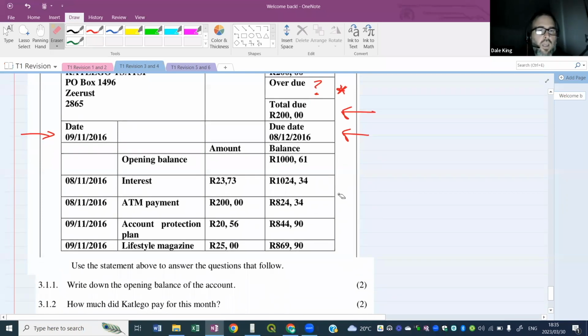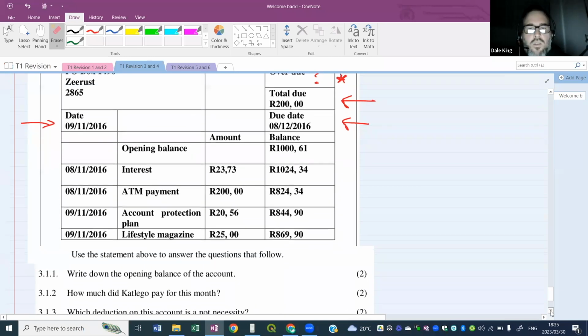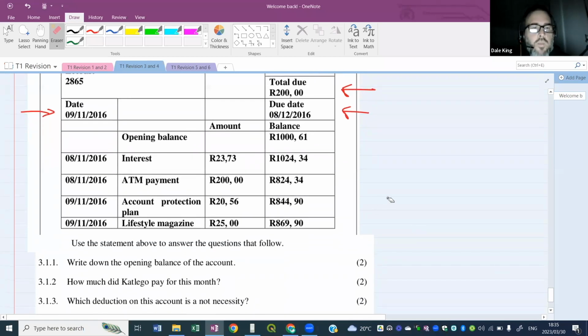Here's the next one. How much did Katlego pay for this month? Oh, this is also too easy. All right, I'll do this one. I like doing the easy ones. So 200 Rand. Okay, so Katlego paid 200 Rand for this account this month. That's an easy one, an easy 2 marks. If you get these kind of questions, you're smiling. All right, here we go.